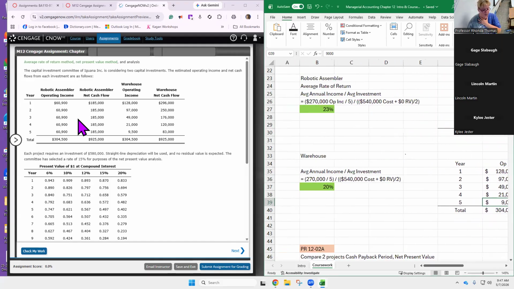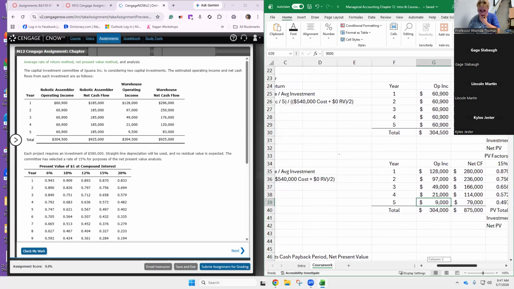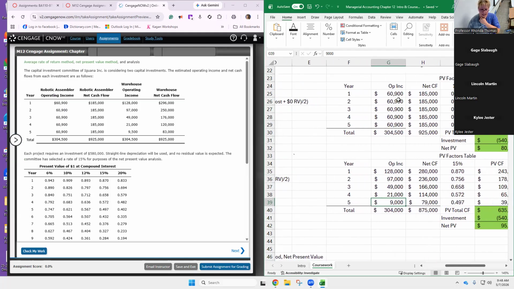I have just put in our first problem. This is 12-1A. We're looking at 2 different options for capital investment. I've just keyed in my robotic information, which you'll see is the same amount every year for income and the same amount for cash flow. I'll get to the rest of this here in a second.